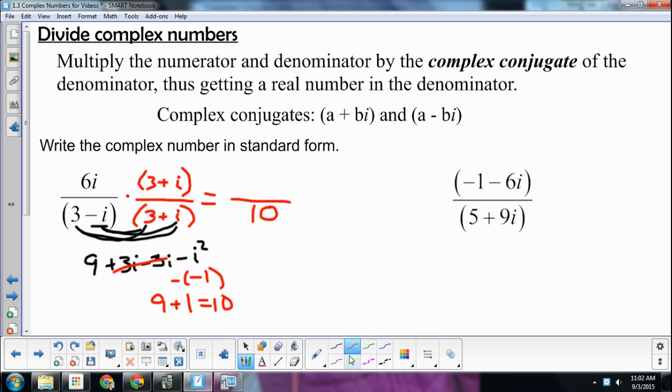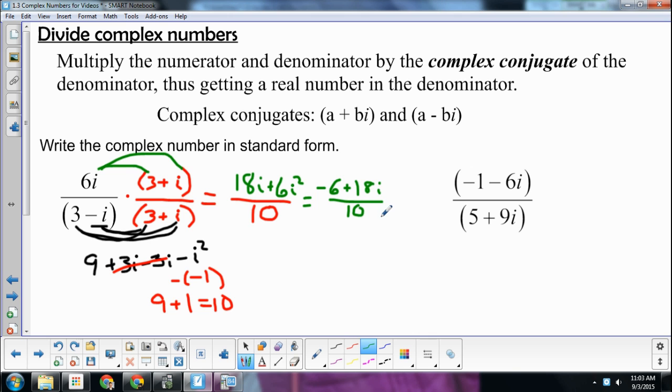In the numerator, we will distribute. 6i times 3 is going to be 18i. And 6i times i is going to be 6i squared. Now remember, i squared is negative 1, so this term is going to change into negative 6. We'll make that a negative 6 here, plus 18i all over 10.